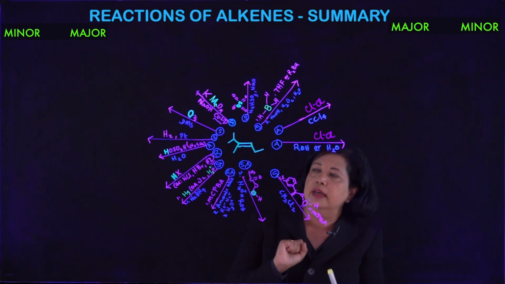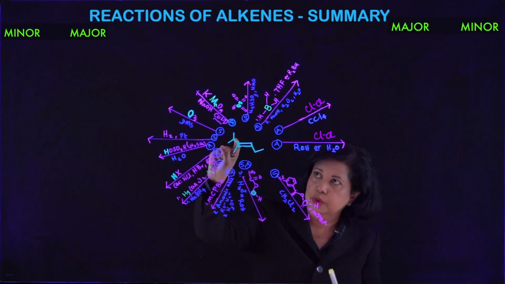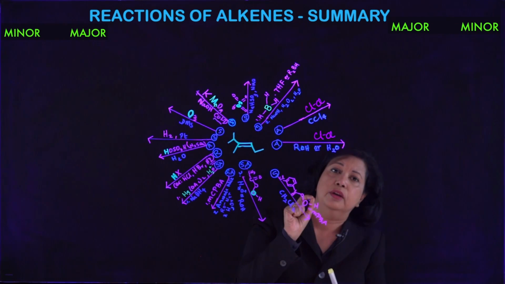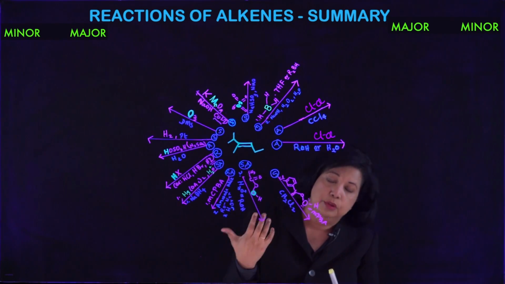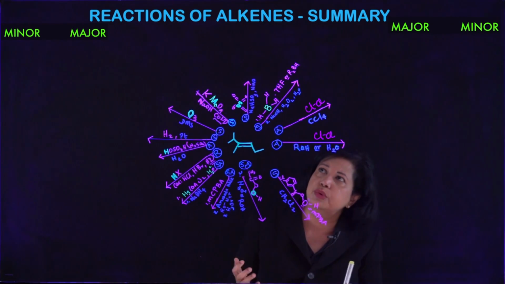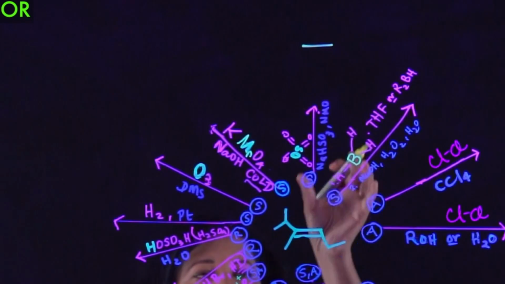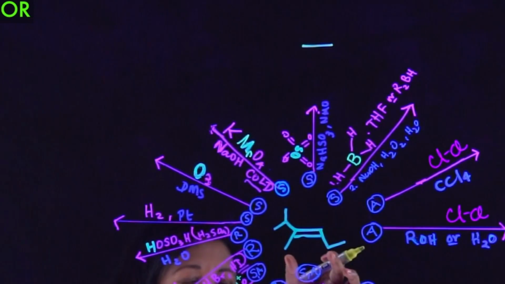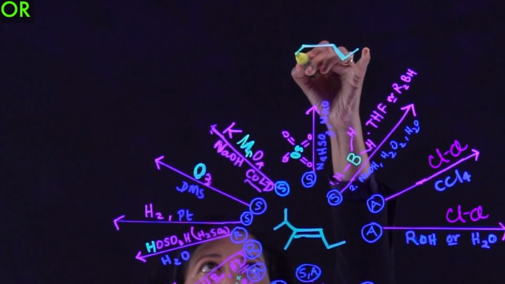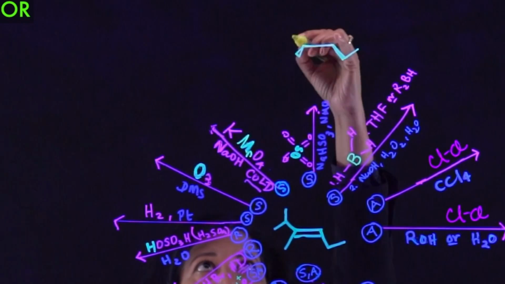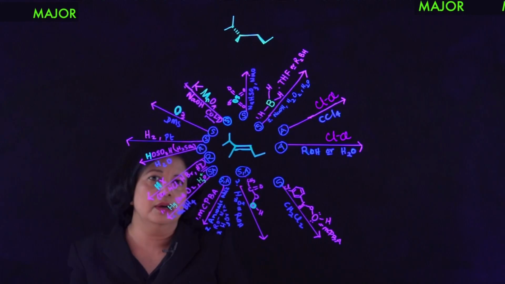All right, so if it's an anti, that's going to really affect that. So make sure that these groups that are on opposite sides stay on opposite sides. If it is a trans, or if it's a cis, then you put them on the same side. Let's do a trans here. So one of the ways to draw that is to make sure that the ones that are on the same side are coming out as wedges, and ones that are on the opposite side are going in as dashes. That's one way to draw it.